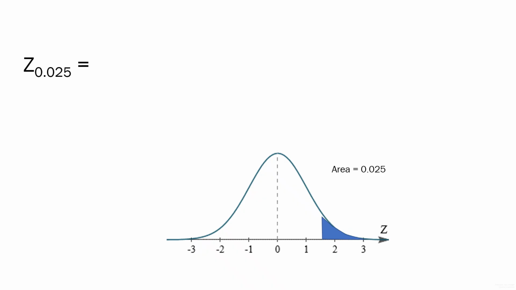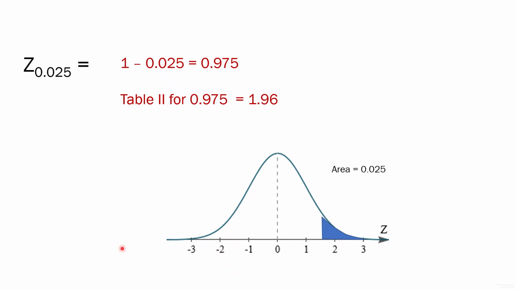So I broke it up a little bit for us. For z-alpha 0.025, remember, because the area is to the right and we want the area to the left, we'll take 1 minus 0.025, and that will equal 0.975. Now look in the body of Table 2 for the entry of 0.975, and you will get the corresponding z-score of 1.96.